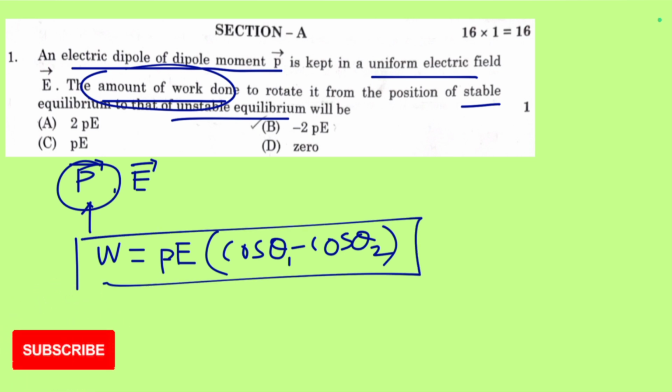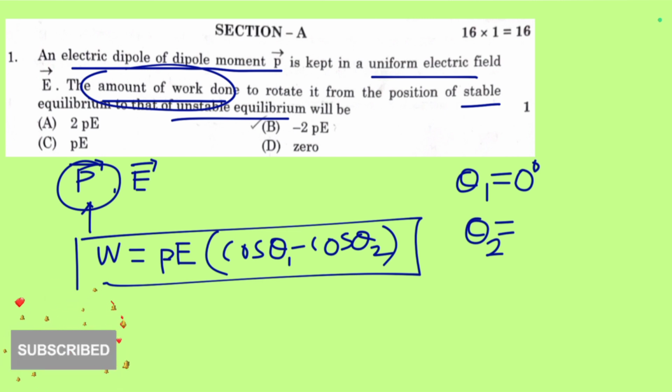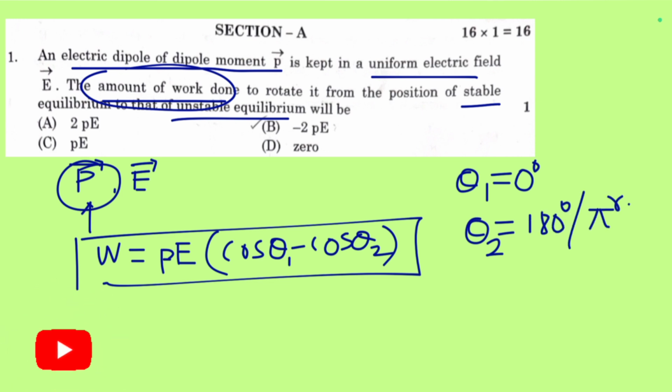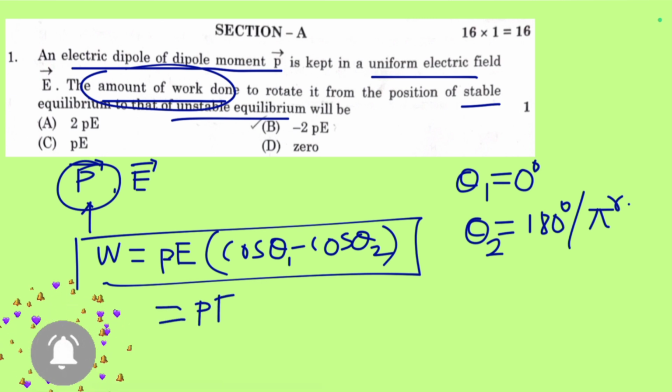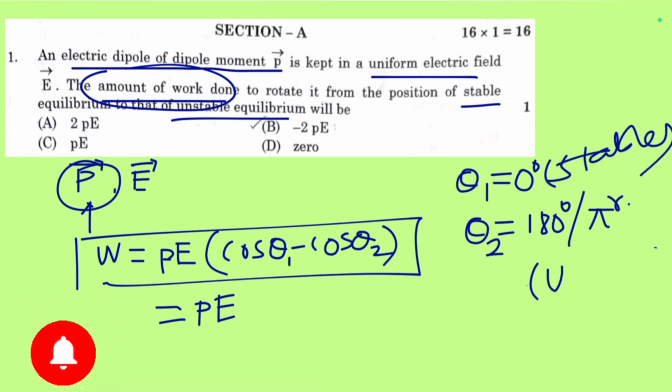Now in the stable position, whenever the dipole is in stable equilibrium, the angle of that dipole is 0, meaning it is parallel to the electric field. And if the dipole is in unstable equilibrium, the angle between the dipole moment vector and the electric field is 180 degrees, or pi radian. So we will put the values here and get the answer. I will write here: 0 is for stable, and 180 degrees is for unstable equilibrium.